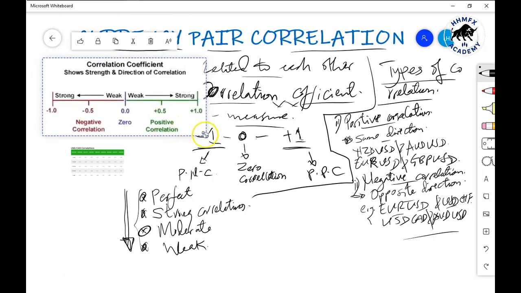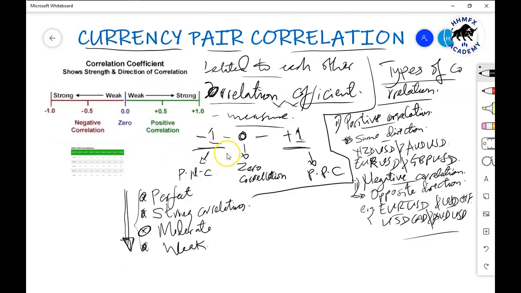I have a picture for correlation coefficient, which, as I've said, shows the strength and the direction of correlation. As you are moving toward -1, the strength of negative correlation increases, and as you are moving toward 0, the strength of negative correlation decreases. Also, from 0 to positive, as you are moving toward +1, the strength of correlation increases, and as you are moving toward 0 from +1, the strength decreases.